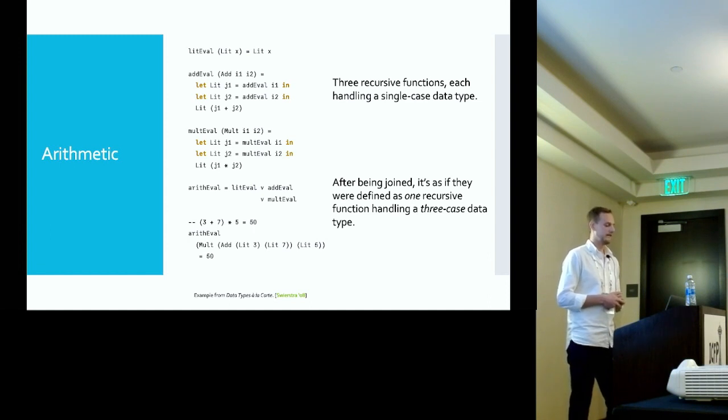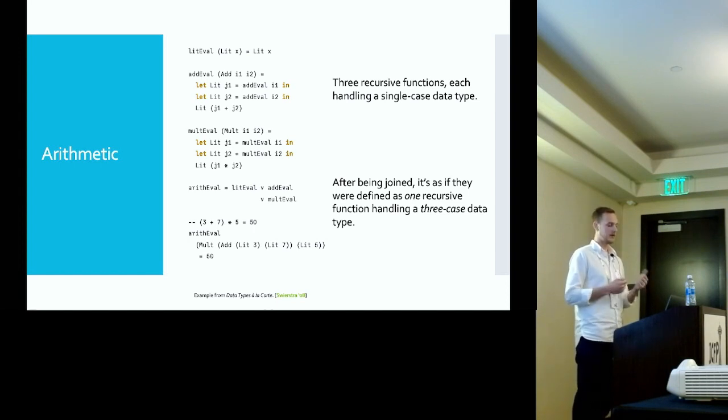And each of those three functions only has one case. They each handle one piece of syntax. And the idea here is that we can join these three evaluation functions together to get an evaluation function that works over all of the syntax, even when they're nested within each other. And so we end up with a function over one three-case data type that behaves exactly like we had just defined it that way from scratch.